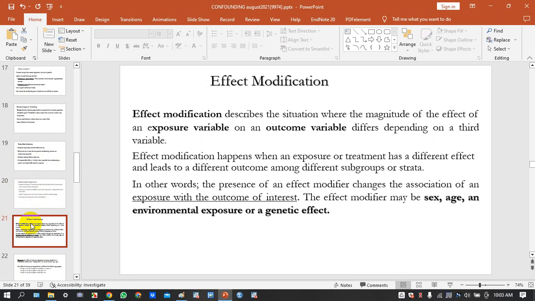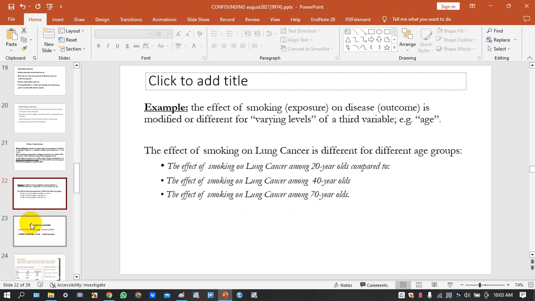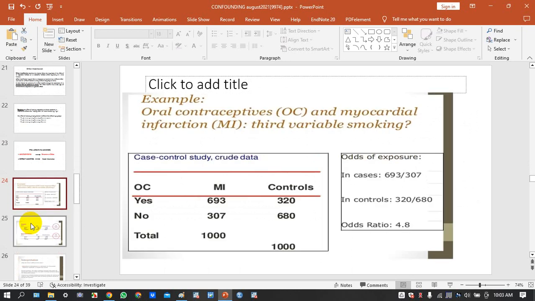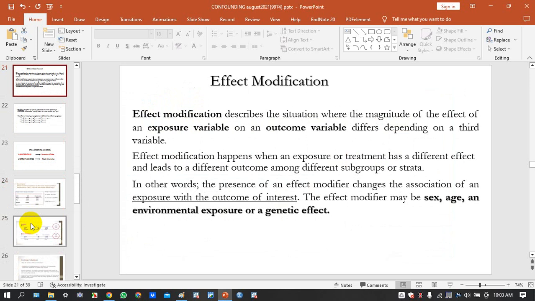Then we will also be looking at effect modification, before we look at the examples. So let me explain effect modification. When we say an effect modifier, it describes the situation where the magnitude of the effect of an exposure variable on an outcome variable differs depending on a third variable.